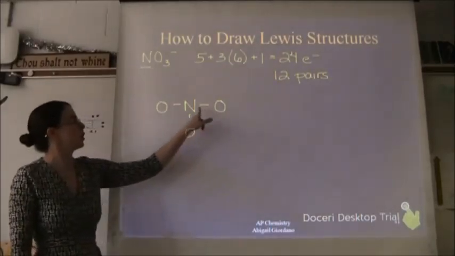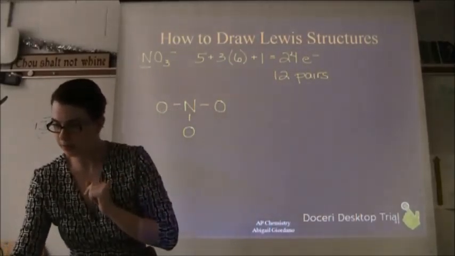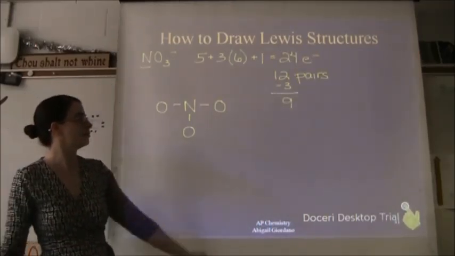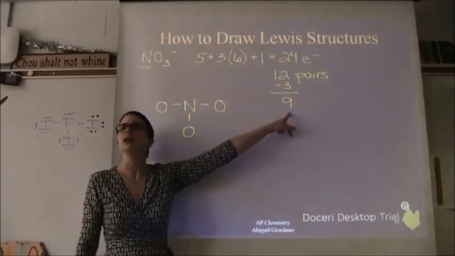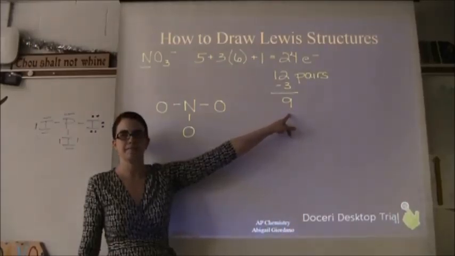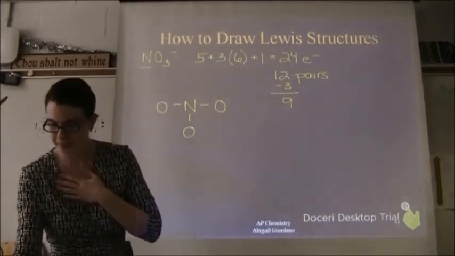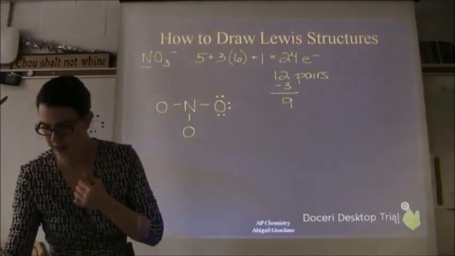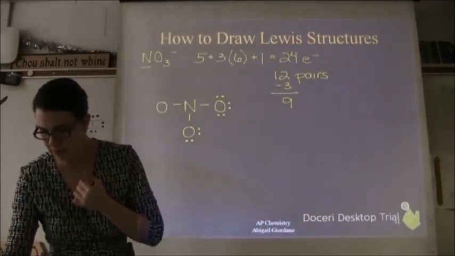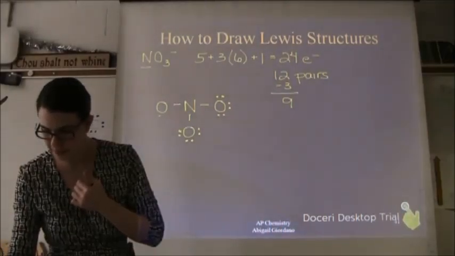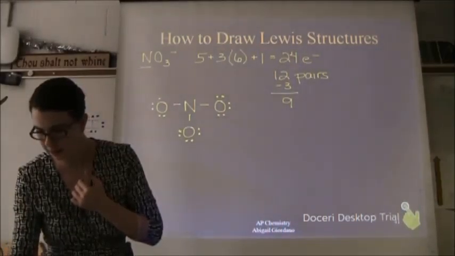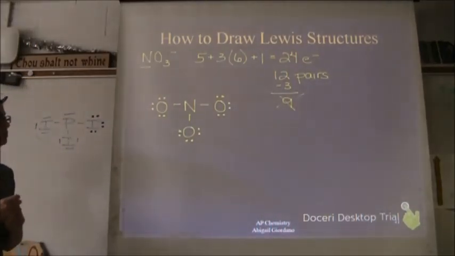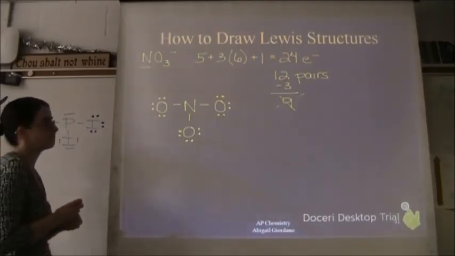I had 12 pairs to work with. I've just used up 3 of them. So I have 9 left. What are these again? Lone pairs. Where do I put them first? Terminal. Okay. 1 pair, 2 pair, 3 pair, 4 pair, 5 pair, 6 pair, 7, 8, 9. And I'm out. Problem?